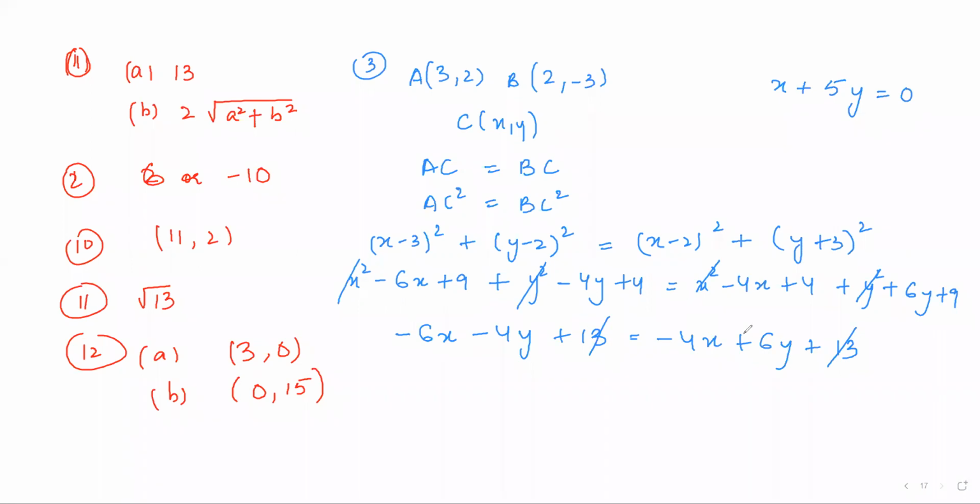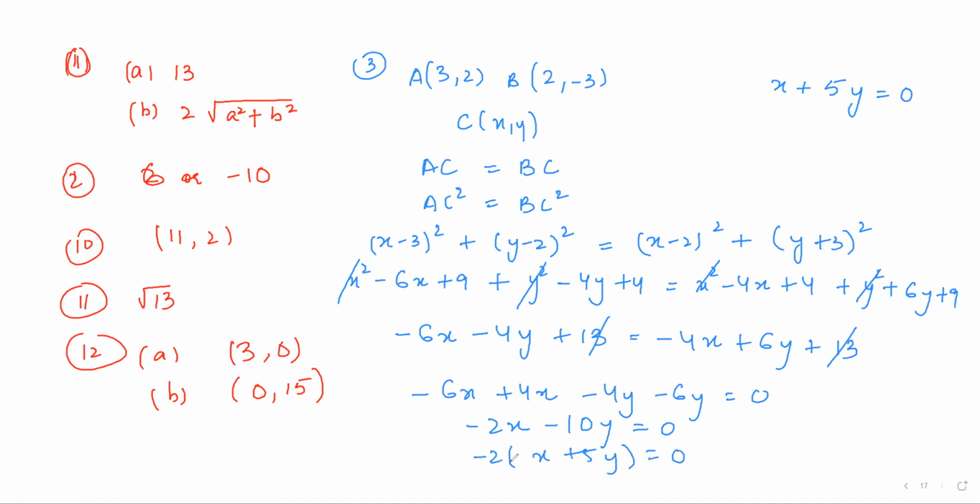So if you bring everything here, minus 6x and plus 4x, then you have minus 4y and minus of 6y is equal to 0. So minus of 2x and minus of 10y is equal to 0. Just take minus 2 common, and bring this minus 2 to the denominator. So x plus 5y is equal to 0. Okay, ma'am.